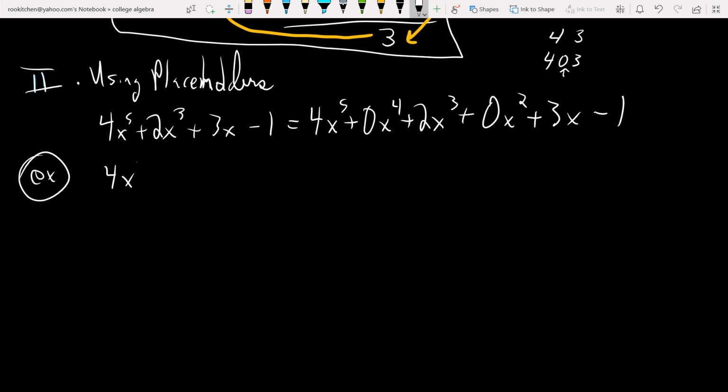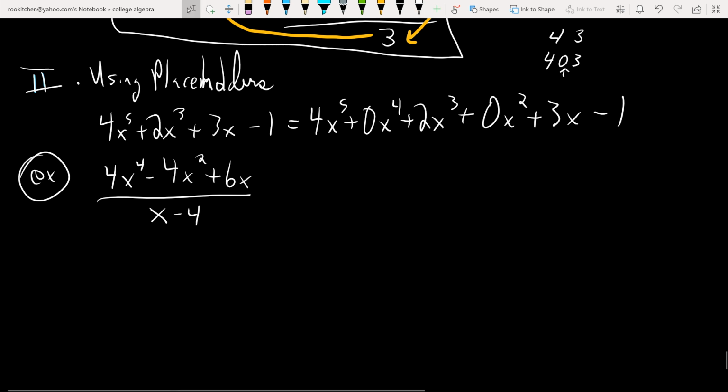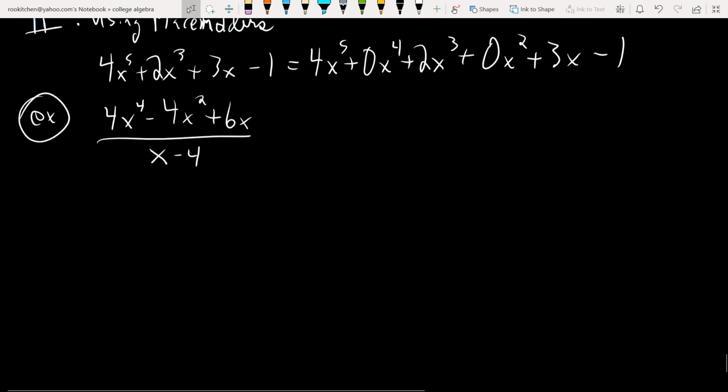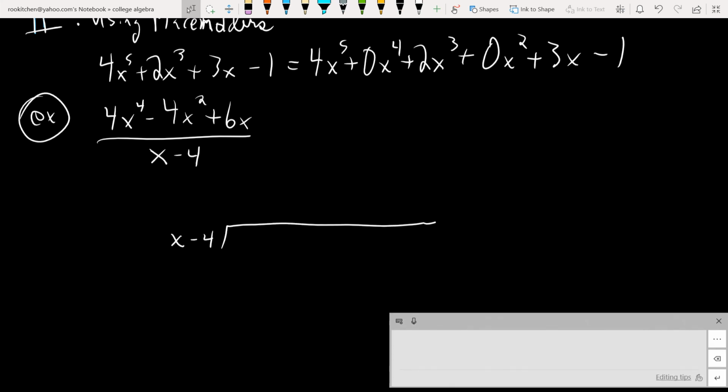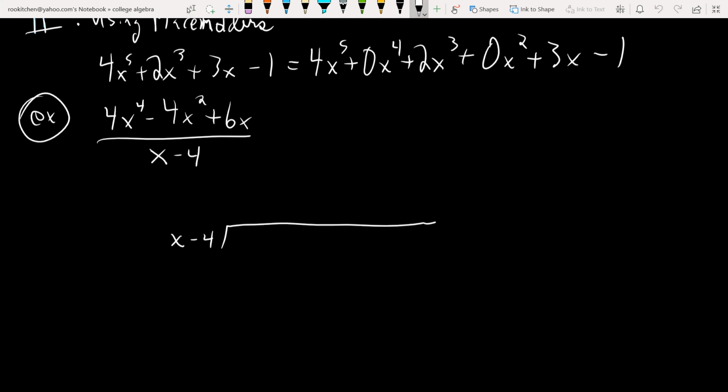So we have 4x to the 4th minus 4x squared plus 6x divided by x minus 4. So I have the x minus 4 and I'm doing my long division. When I put in my polynomial here, I'm going to use placeholders. So 4x to the 4th plus, I'm missing an x cubed, right? So 0x cubed minus 4x squared plus 6x, and if you want, 0 for the constant.